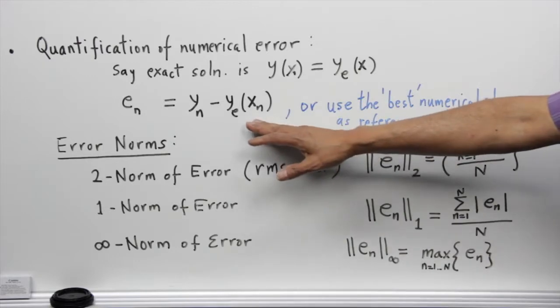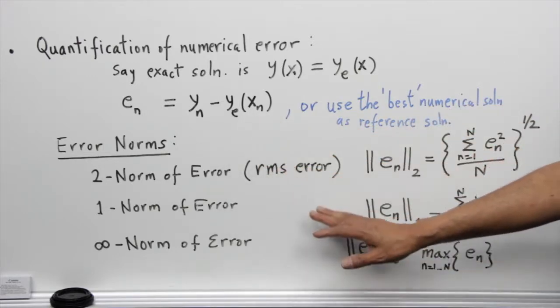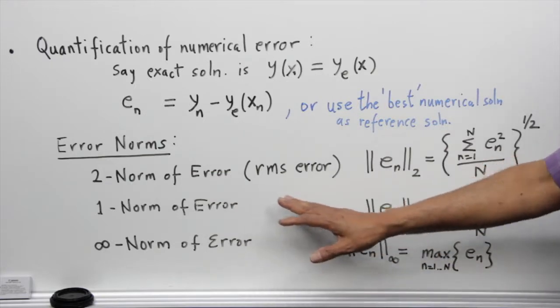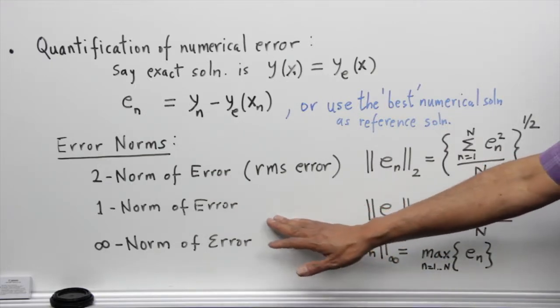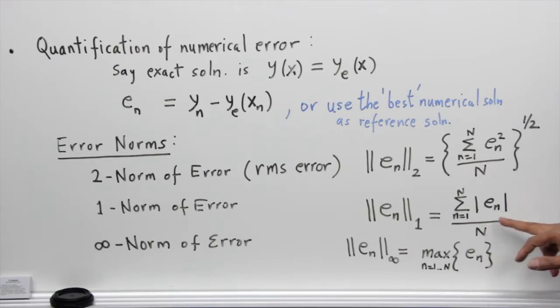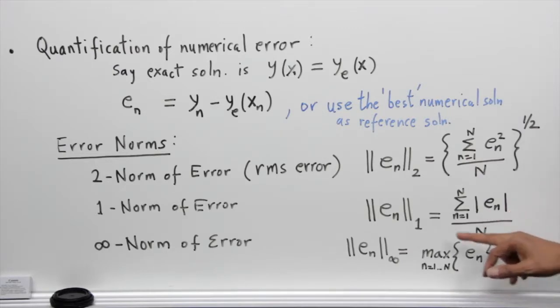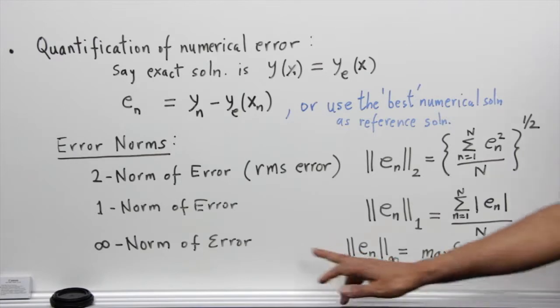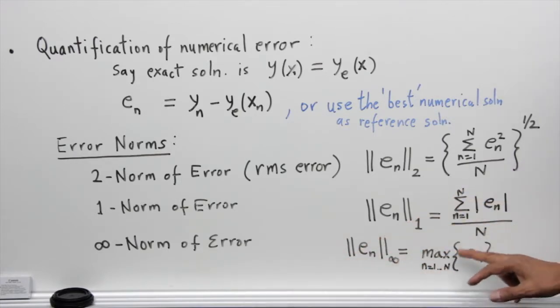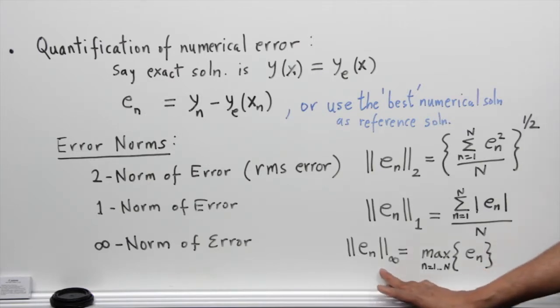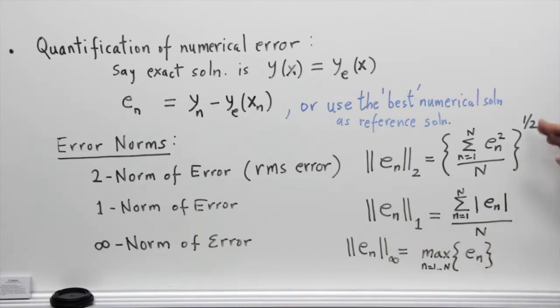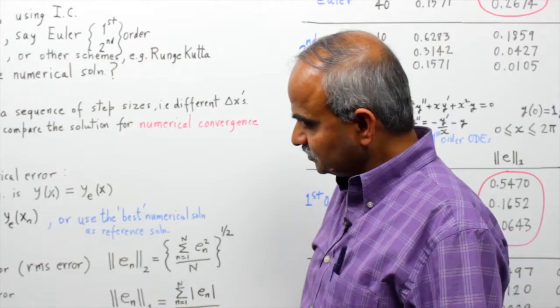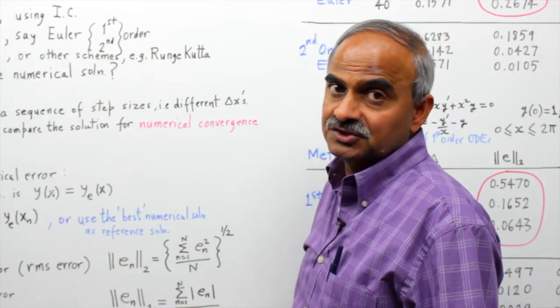So once we have defined this error, we want to quantify the error, and so we can define error norms. We can define the 2 norm, which is the RMS error. We can define the 1 norm of the error, which takes the absolute value of the error at every point and computes an average over the locations where we have this error over the interval of interest. And we can also define an infinity norm, which takes the worst possible error over the entire interval. That's the definition of the infinity norm. So using these norms, we can then characterize how the error behaves as we change the step size.